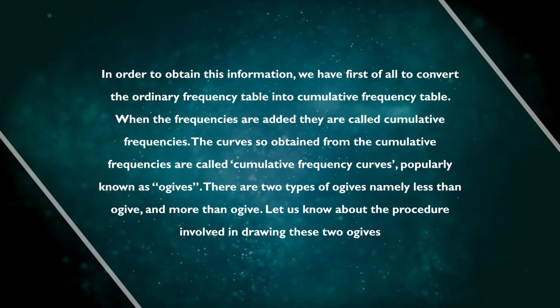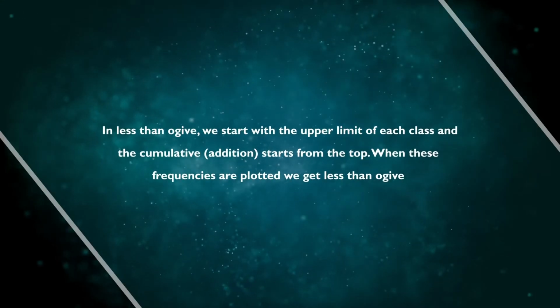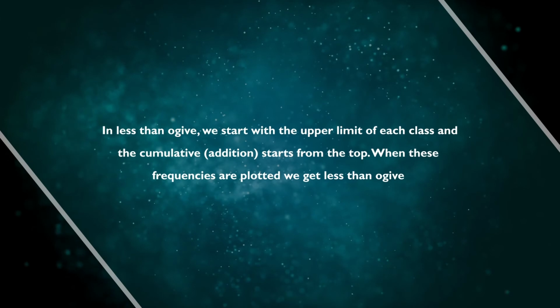When the frequencies are added, they are called cumulative frequencies, and the curves obtained from the cumulative frequencies are called cumulative frequency curves, popularly known as ogives. There are two types of ogives we are going to talk about in more detail. These ogives start with the upper limit of each class, and the cumulative starts from the top. When these frequencies are plotted, we get the less than ogive. So there is the less than ogive and the more than ogive.